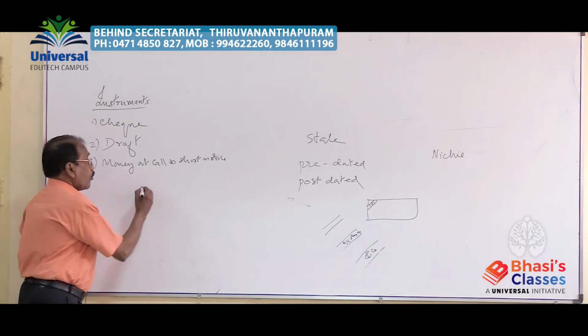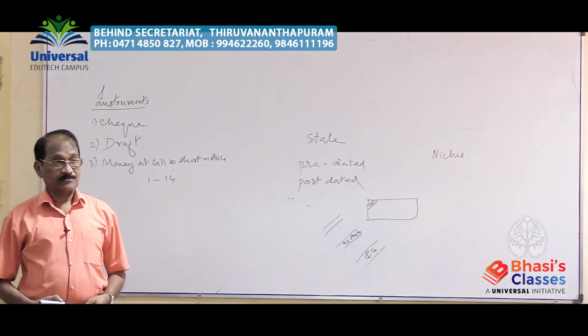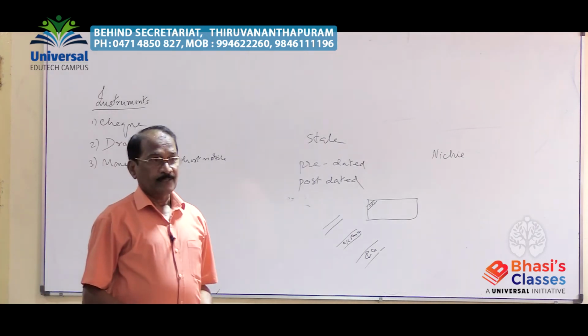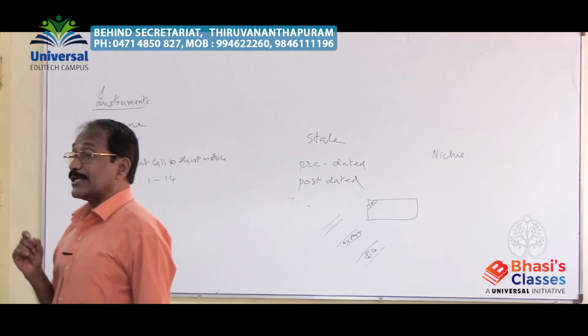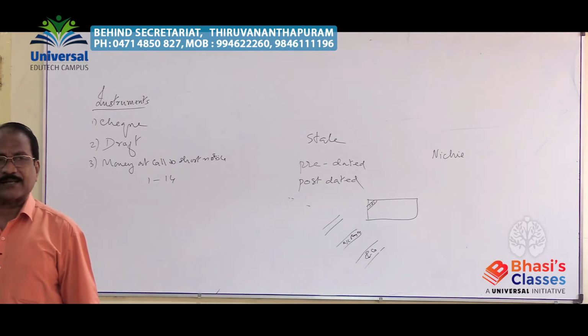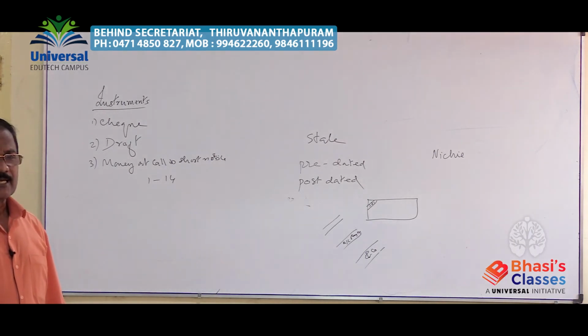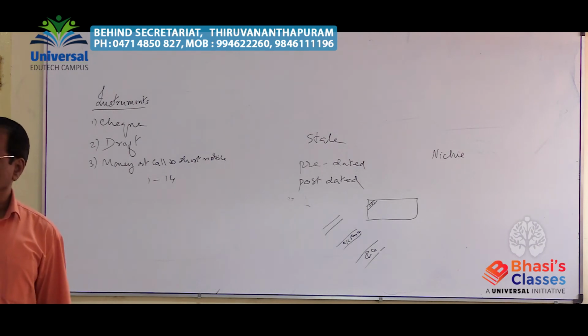Money at call. 1 to 14 days is the maturity period, maximum 14 days, 2 weeks, that's all. 1 to 14 days, very short duration loan, unsecured, no security is necessary. On personal security, a very short duration loan ranging between 1 and 14 days given by a commercial bank to another commercial bank or to another trader, another person, is known as money at call and short notice.